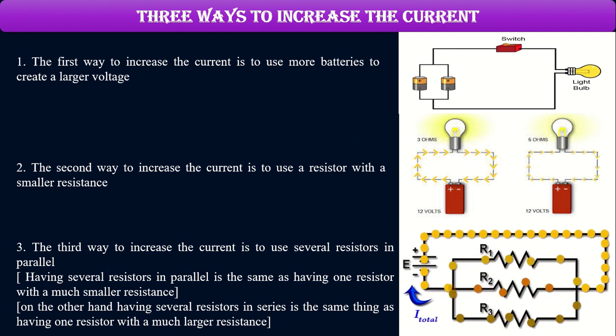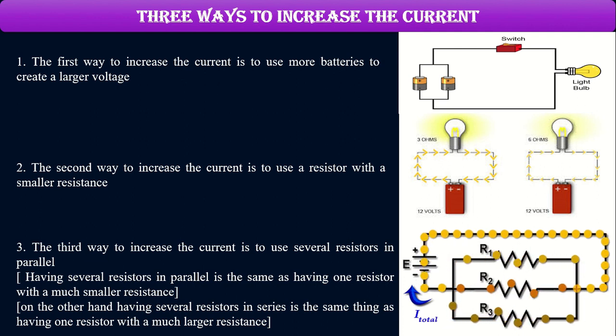On the other hand, having several resistors in series is the same thing as having one resistor with a much larger resistance. So in series, the resistance will add up. The value of the resistance will add up. That is, Rs, the resistance in series, is equal to R1 plus R2 plus R3.